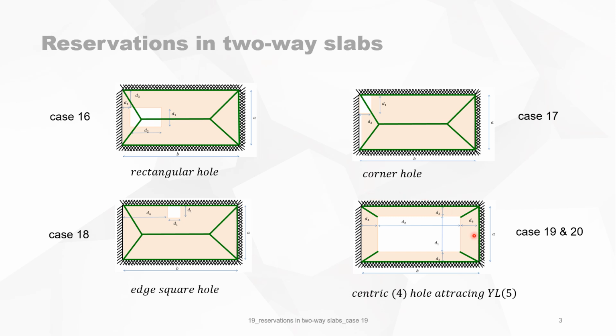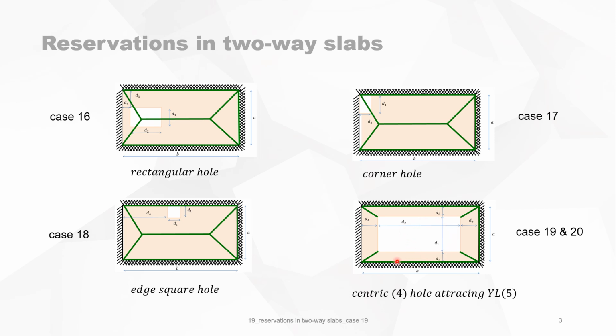We will talk about case 19, and cases 19 and 20 are special because the yield lines do not follow the 30, 45, 60 rule. They follow what is called attracting yield lines. It means that every corner of the reservation is attracting the yield line, independent of the angle that it will make. And there are two cases.